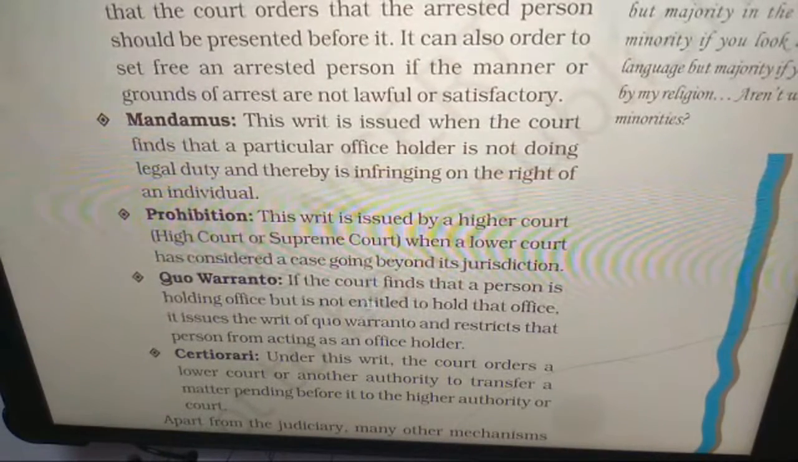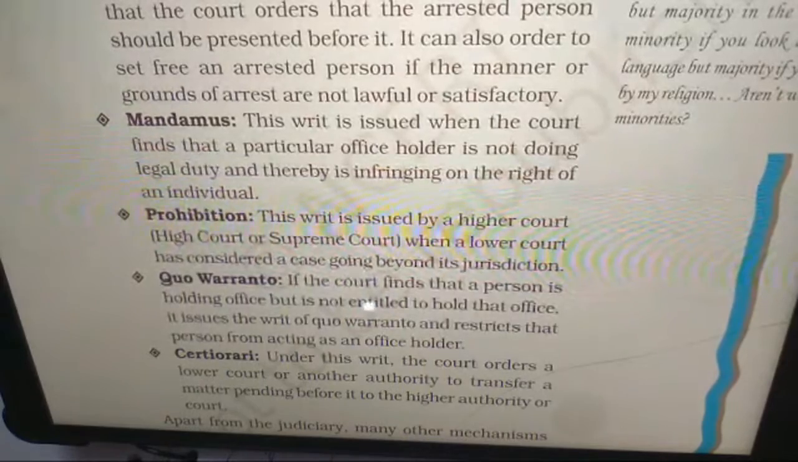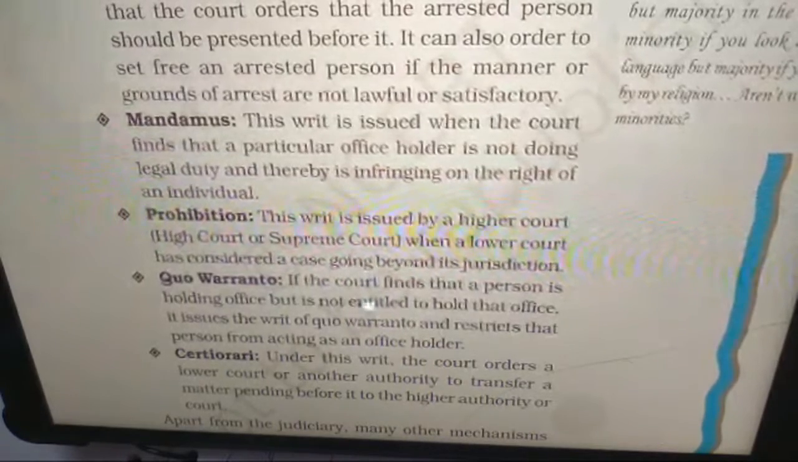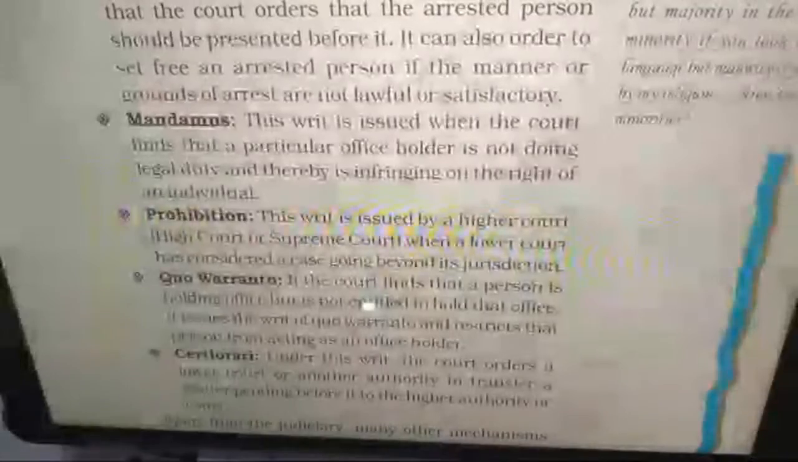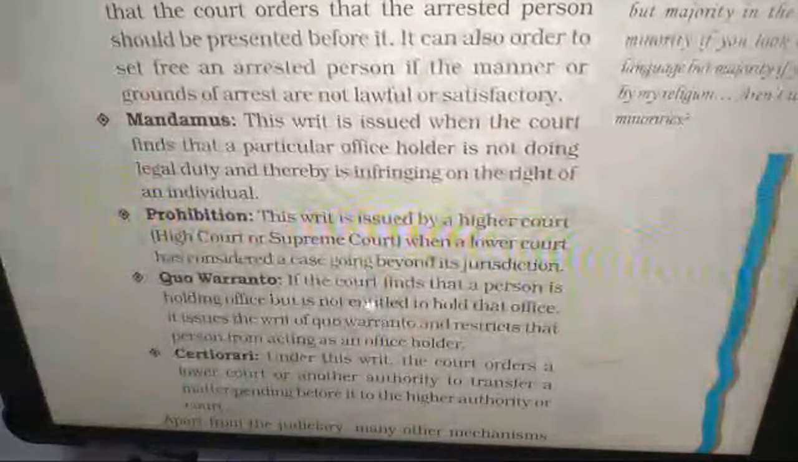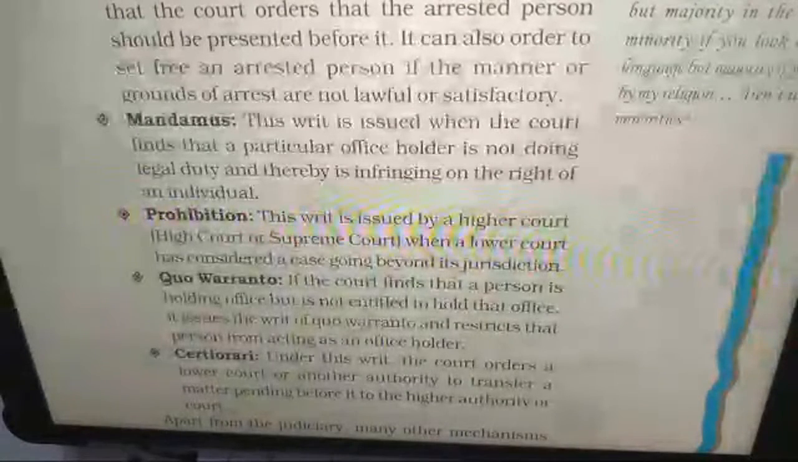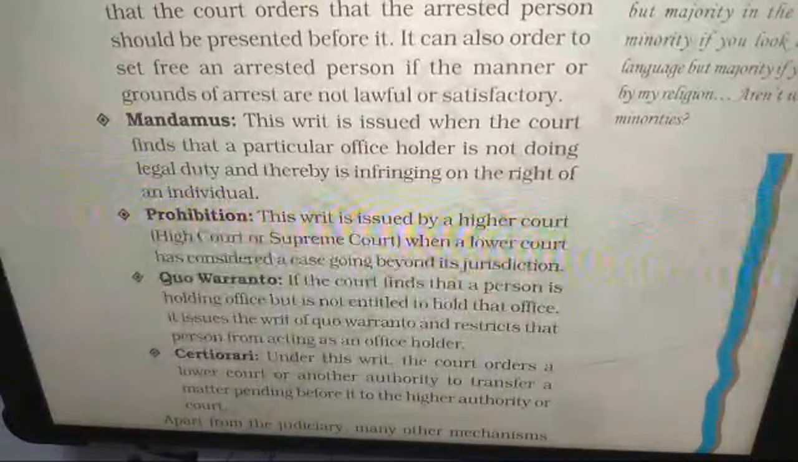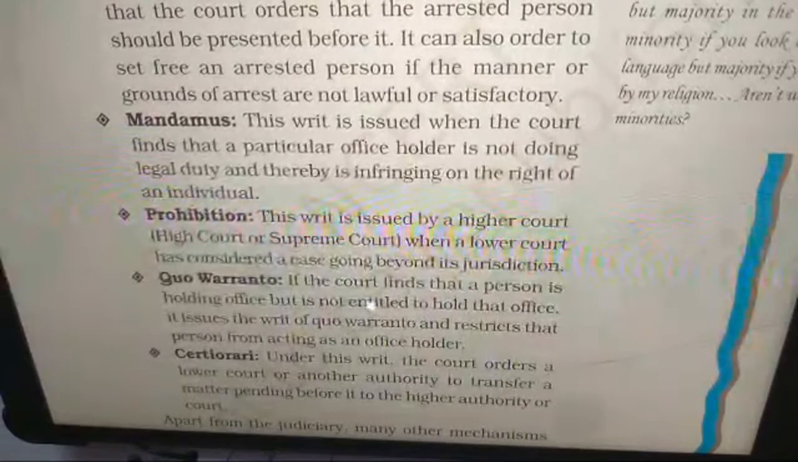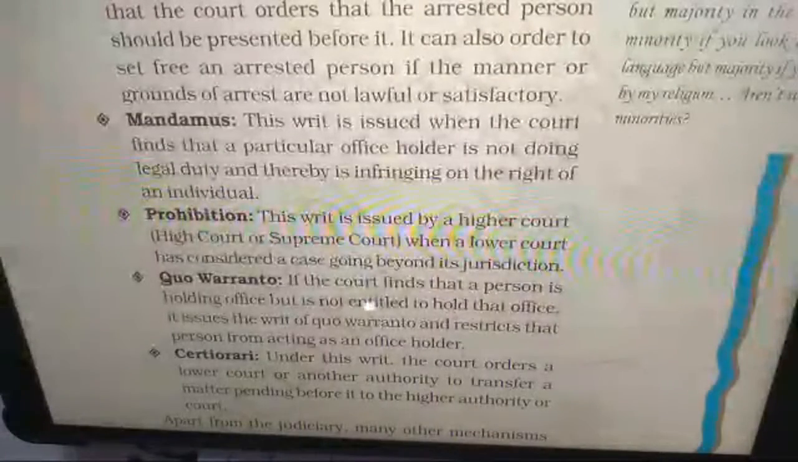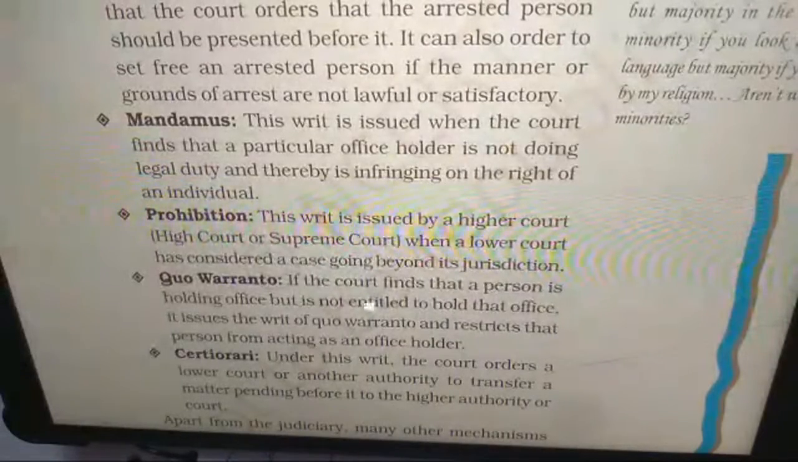Quo warranto. If the court finds that a person is holding office but is not entitled to hold that office, it issues the writ of quo warranto and restricts that person from acting as an office holder. Certiorari. Under this writ, the court orders a lower court or another authority to transfer a matter pending before it to the higher authority or court.